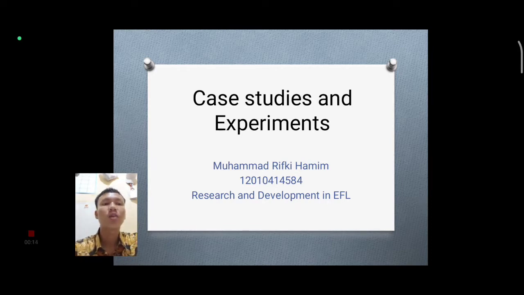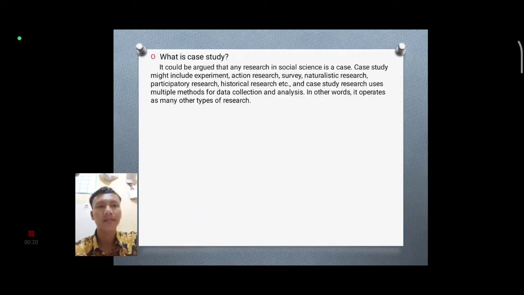Okay, here I will present material about case studies and experiments. What is a case study? It could be argued that any research in social science is a case. A case study may include experiment, action research, survey, naturalistic research, participatory research, historical research, and so on. Case study research uses multiple methods for data collection and analysis. In other words, it operates as many other types of research.